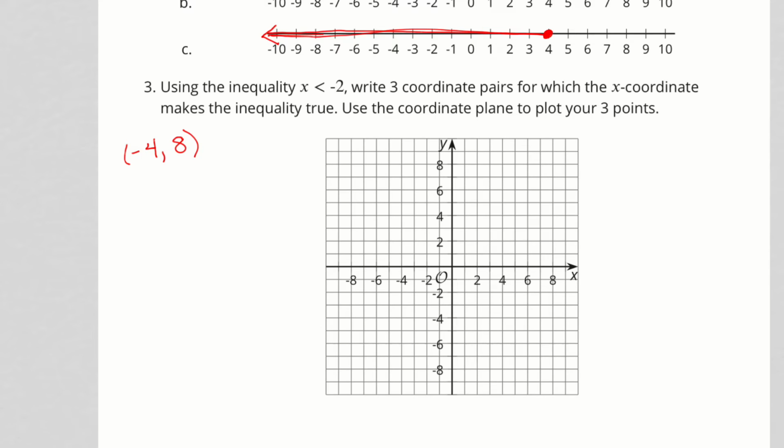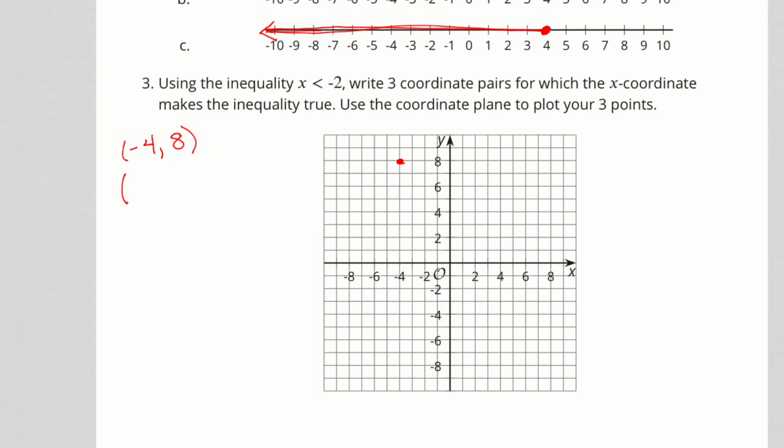Okay, so if we go over here and put -4, 8. Okay, somebody pick another one because we need 3 pairs. What's another value that makes the inequality true for x? -6, 4. Okay, and one more.